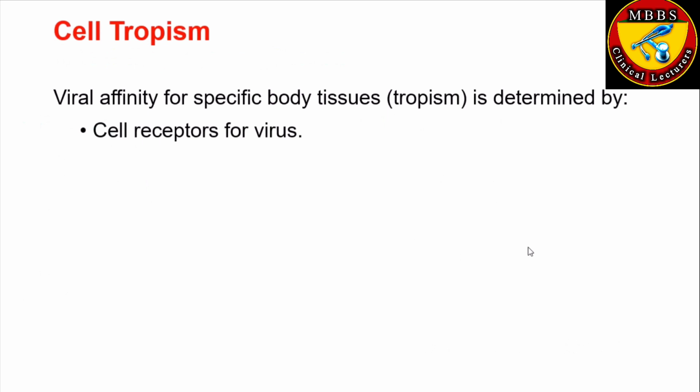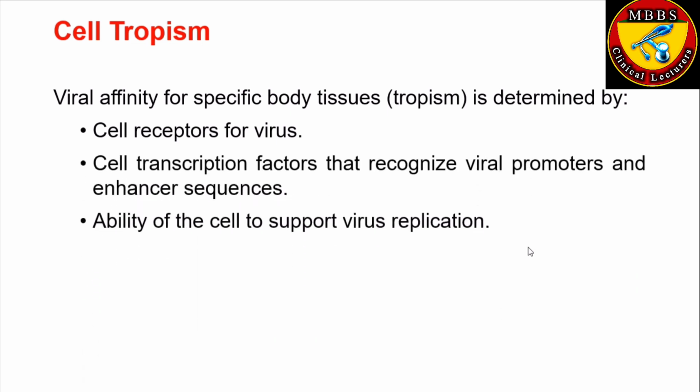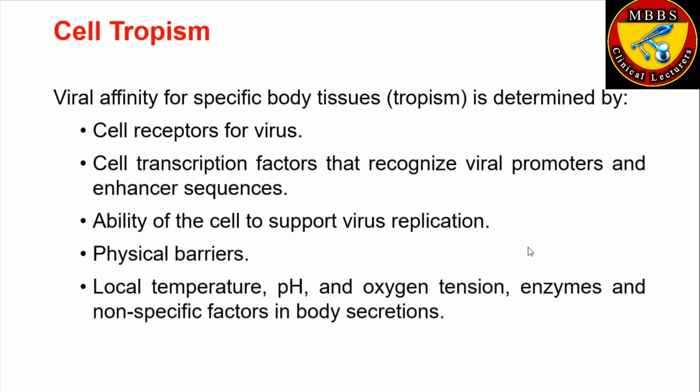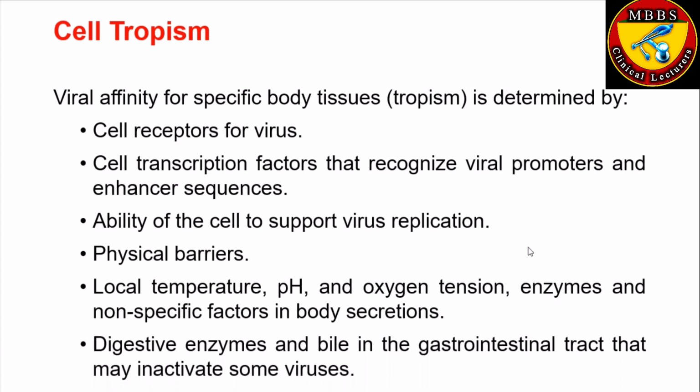Then comes cell tropism. Tropism means viral affinity for a specific body tissue. This is called cell tropism or tissue tropism. Viral affinity for specific body tissues is determined by cell receptors for the virus, cell transcription factors that recognize viral promoter and enhancer sequences, the ability of the cell to support virus replication, physical barriers like local temperature, pH, and oxygen tension, and enzymes and non-specific inhibitors in body secretions, such as digestive enzymes and bile in the GIT that may inactivate some viruses.